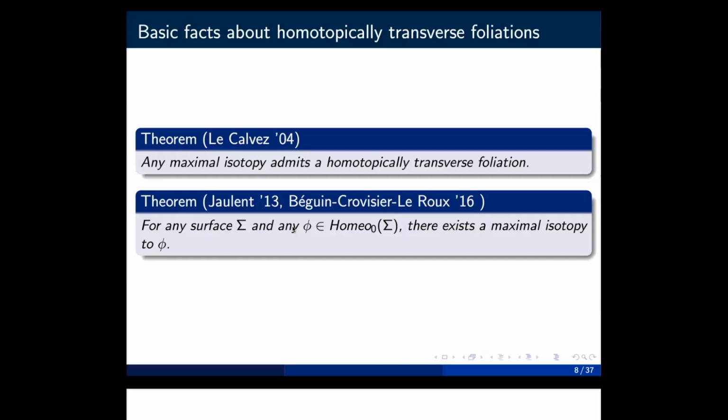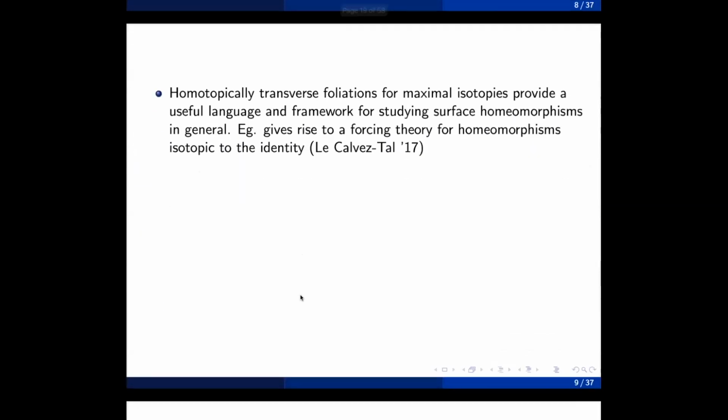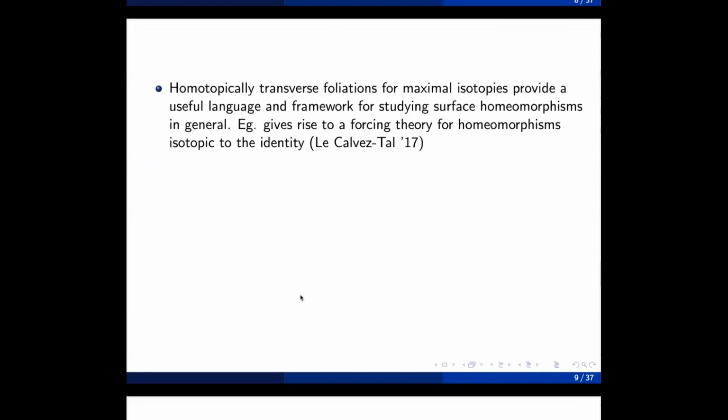And somehow it's reasonably obvious that such things exist when your fixed points are isolated, but then this result of Jaulent and Béguin, Le Calvez and Le Roux applies to any homeomorphism. So the fixed point sets can be much more pathological here. Okay. Generally speaking, dynamicists quite like these things, and you can use homotopically transverse foliations to give a useful conceptual picture for thinking about these things and proving interesting results.